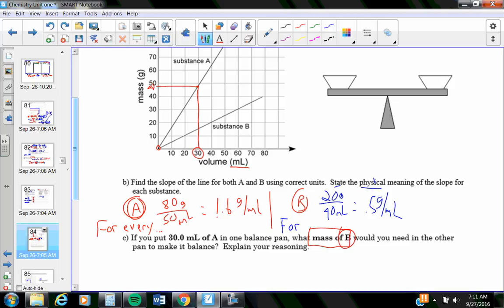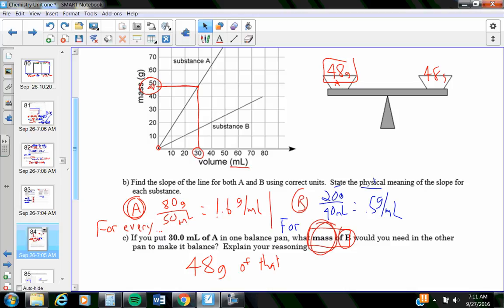So I don't care if we're asking about substance B, gold, water, anything. What's the mass that has to go in the other pan? If A has 48 grams, based on my reading the graph over here, then you're going to need 48 grams. Doesn't matter what substance, 48 grams of that substance. So the reasoning, like I explained: because 30 milliliters of A has a mass of 48 grams, it will take 48 grams to balance it.